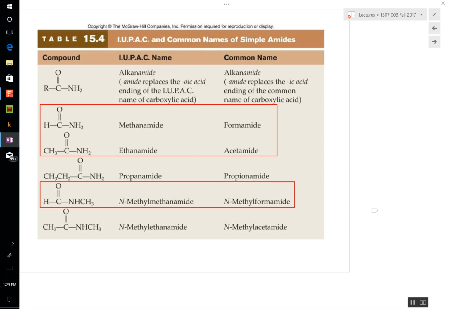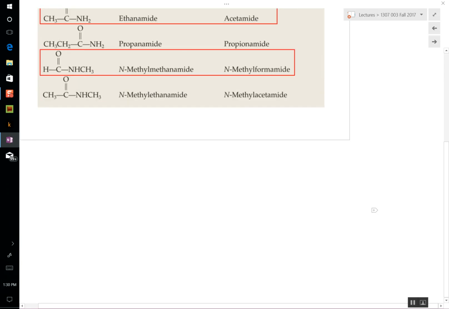And then the third one, I'm going to give you the name, and you draw it. Benzamide. So here's a benzene ring. What should that look like?